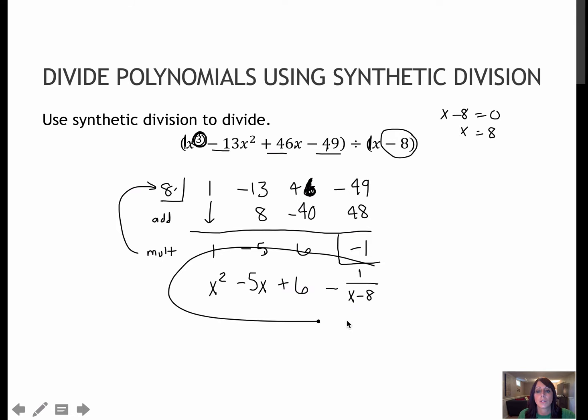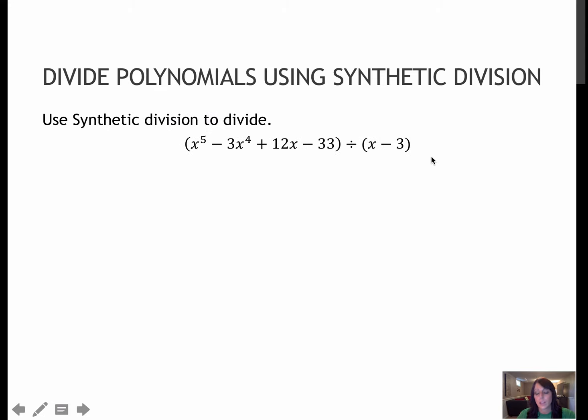This is my solution. The other way to get that solution is, of course, to do long division, which would have worked also. I like this way better. Again, I think it's easy, especially when there's a 1 in front of your x value on what you are dividing by. Let's try another. Again, I'm going to use the opposite of this, so if I set x minus 3 equal to 0, x would be positive 3.